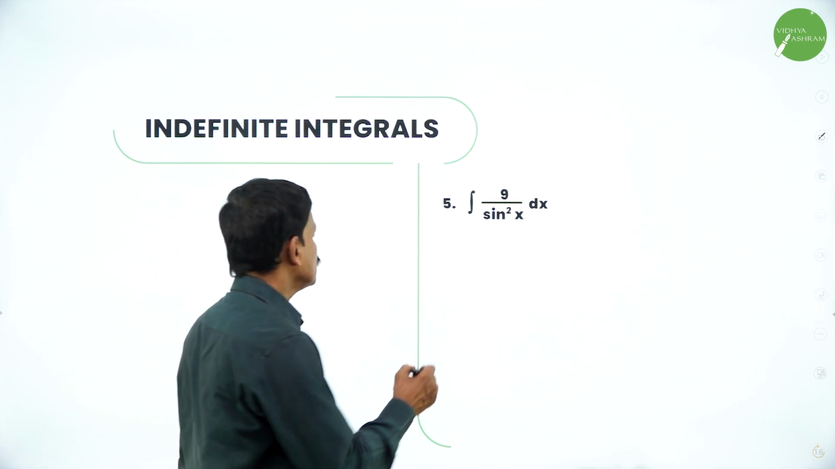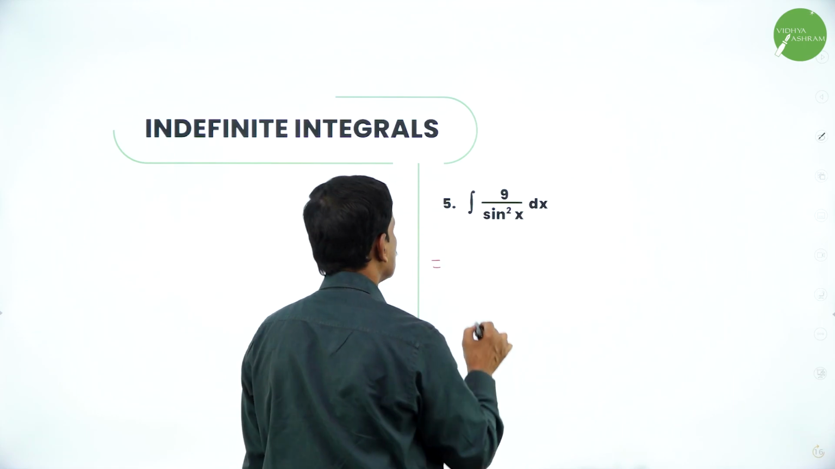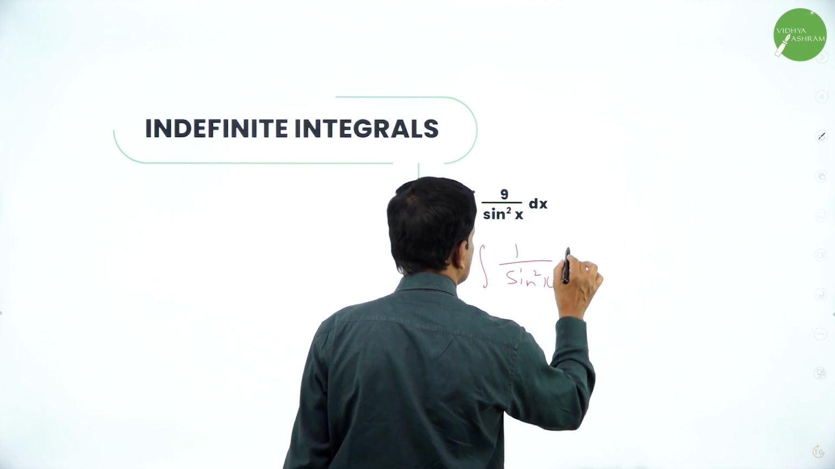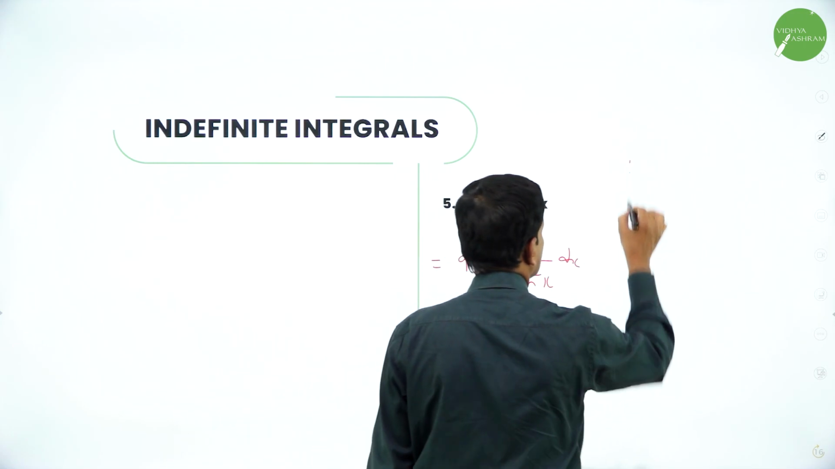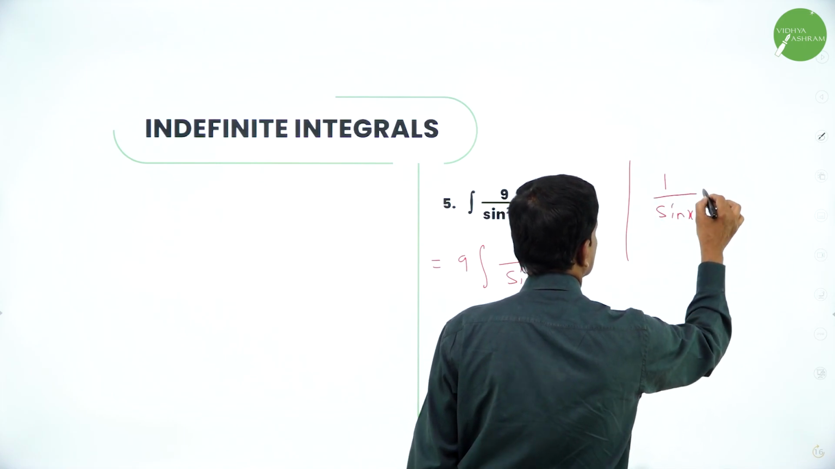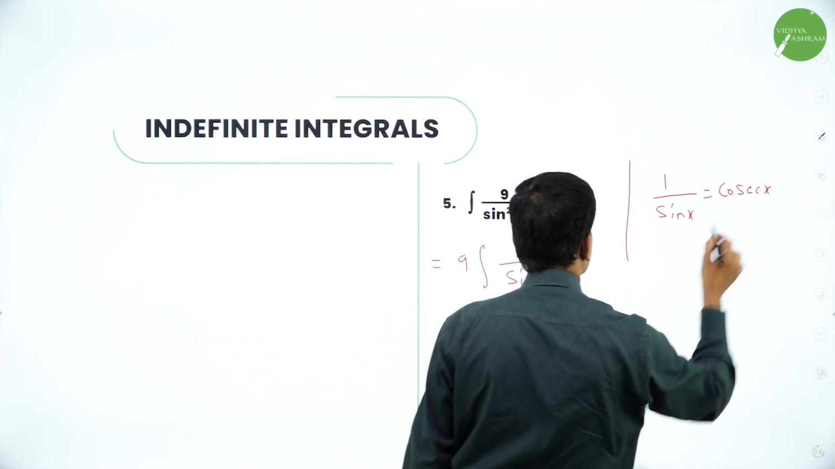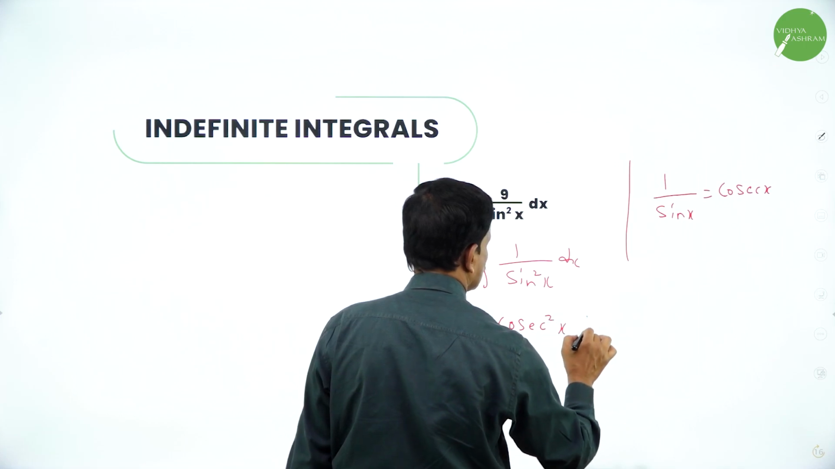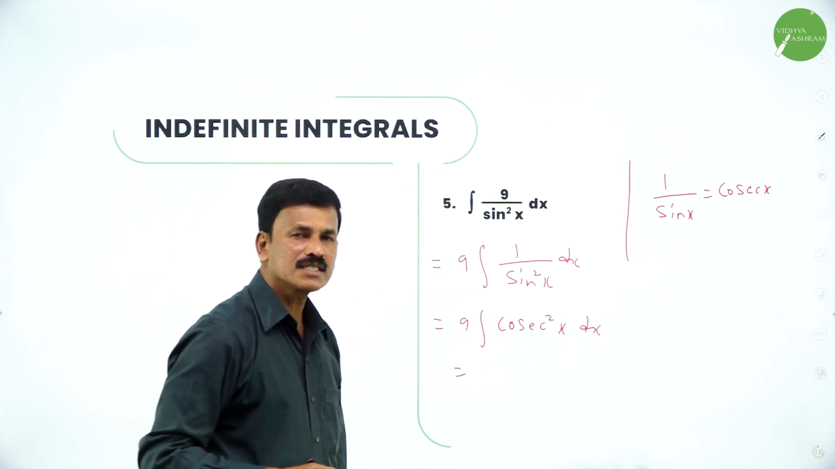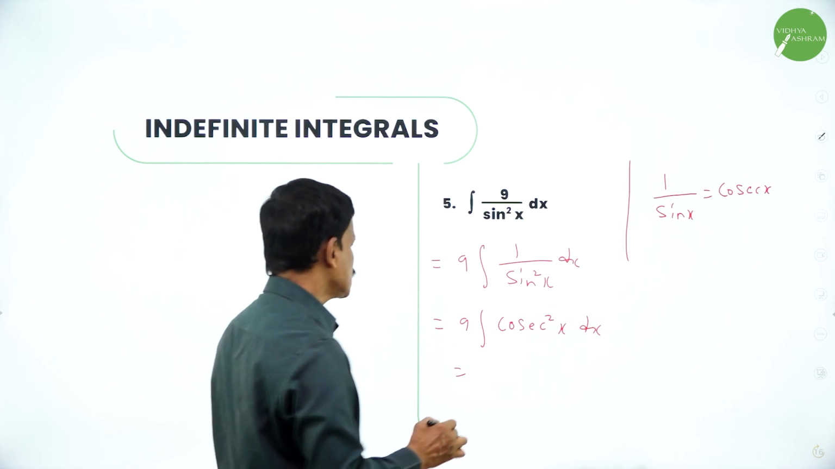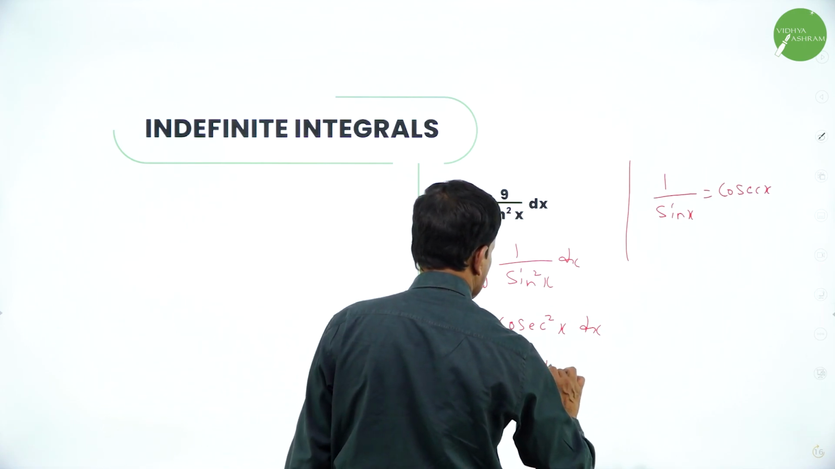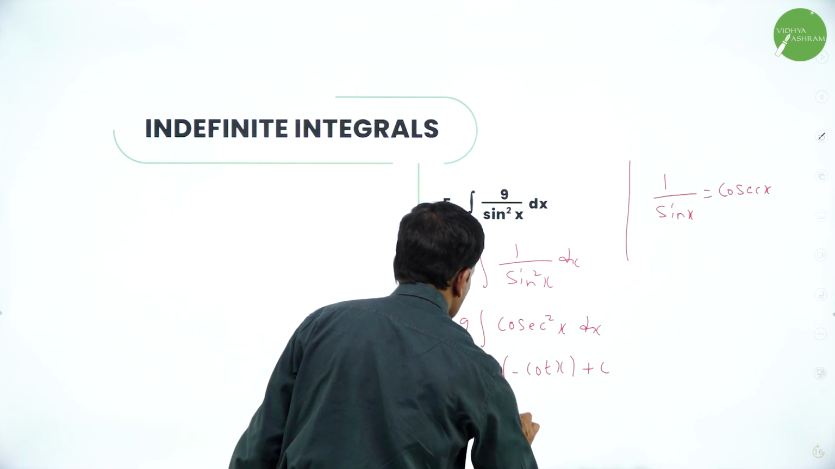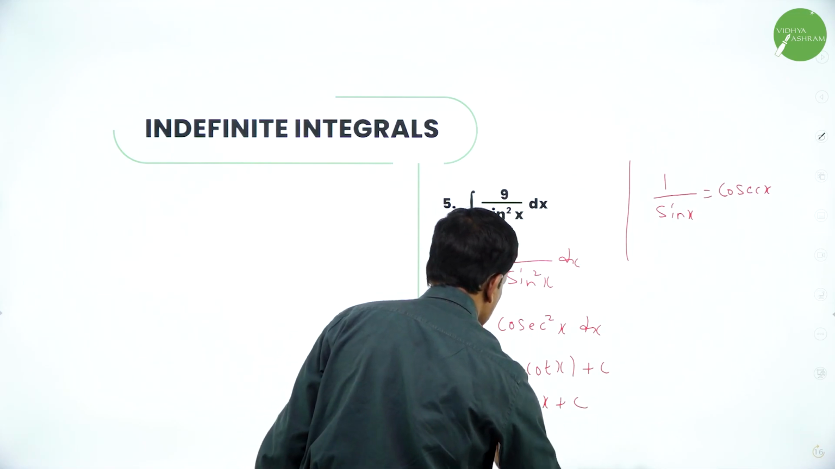Now the next problem, integral 9 by sine square x. Just this 9 out, we can write 1 over sine square x dx. You know the reciprocal relation: 1 over sine x is equal to cosecant x. So this is 9 into 1 over sine square, which is cosecant square x dx. Now what is integral of cosecant square x? It is minus cot x plus c. You know, differentiation of cot x is minus cosecant square x. So this can be written as minus 9 cot x plus c, the integrated answer.